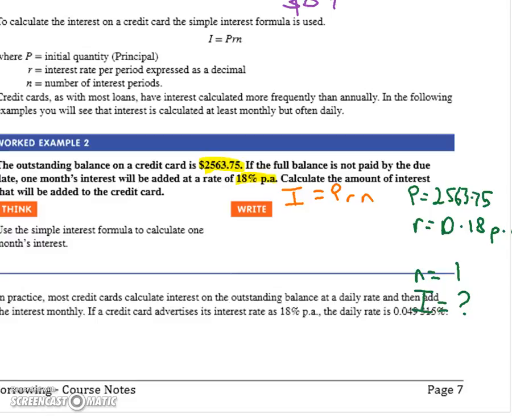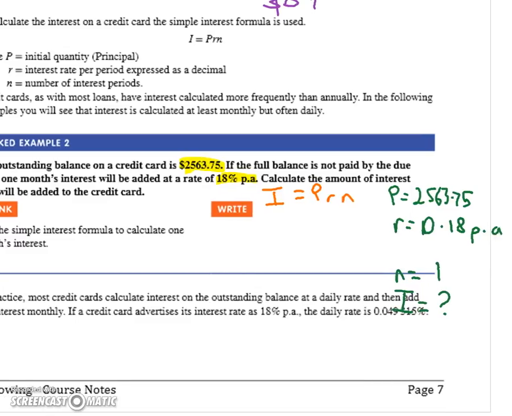So divided by 12. So what's 0.18 divided by 12? 0.015 per month. Very important. Your interest rate has to match your interest periods. It is a monthly thing, so we have to convert our interest rate to monthly. When we are doing daily, you'll have to convert it to daily. Funnily enough.